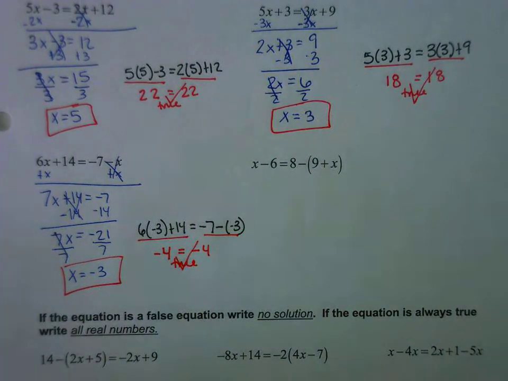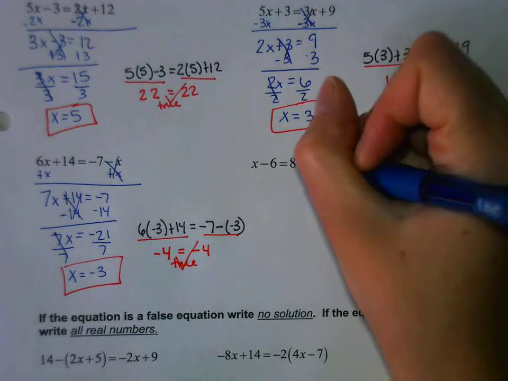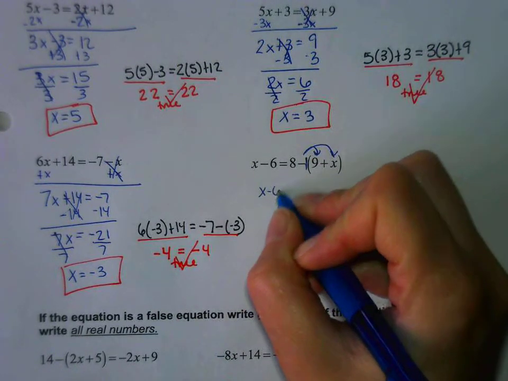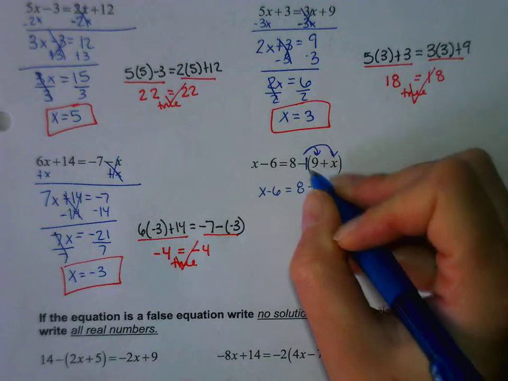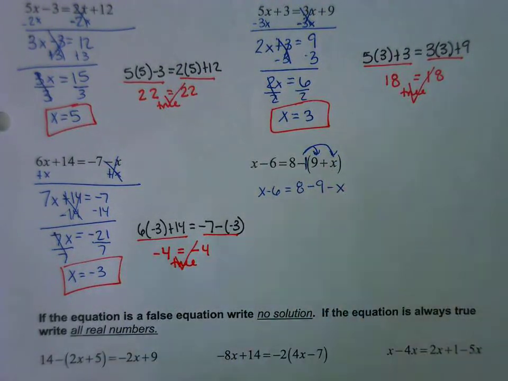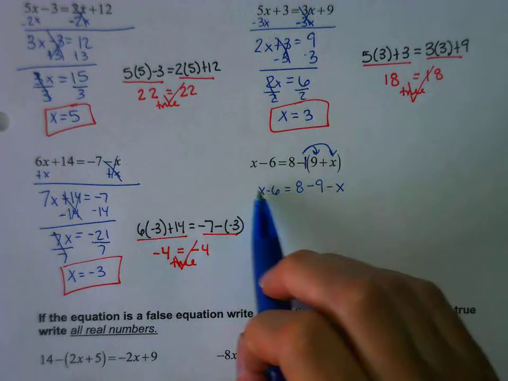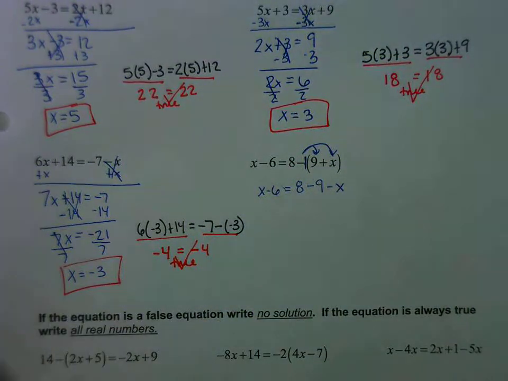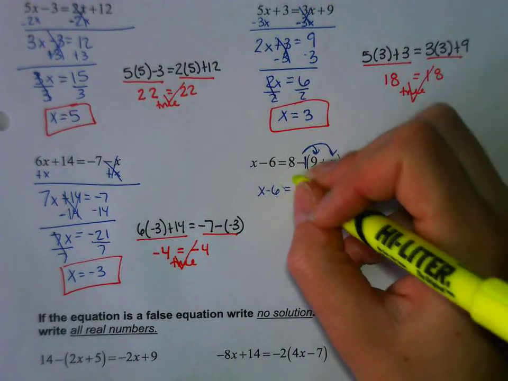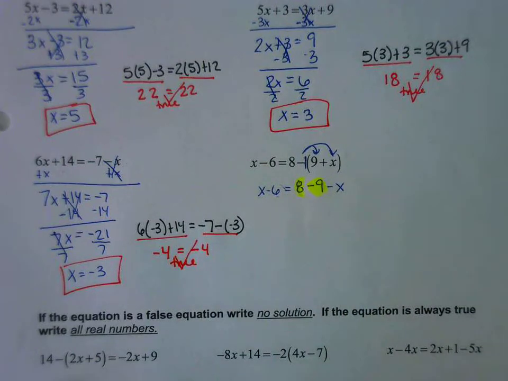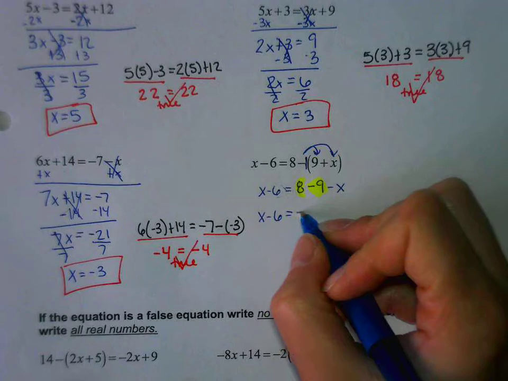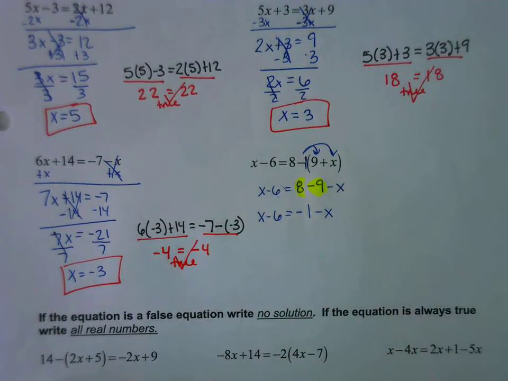I do have distribution. I have a negative 1 that I'm going to distribute to the 9 and to the x. So when I do that, I have x minus 6 equals 8. Negative 1 times 9 is negative 9. Negative 1 times x is negative x. I don't have any like terms on my left side, but I do on my right side. I have 8 and a negative 9 that are my like terms. So x minus 6 equals 8 minus 9 is a negative 1 minus x.